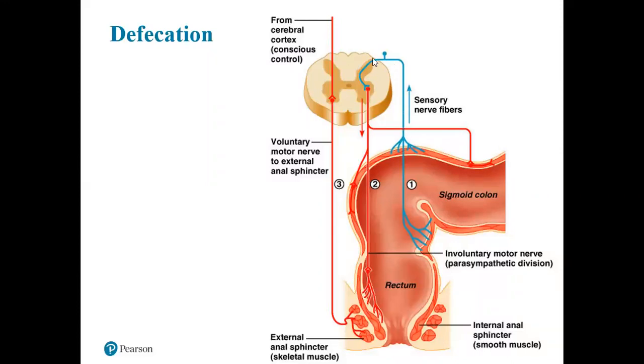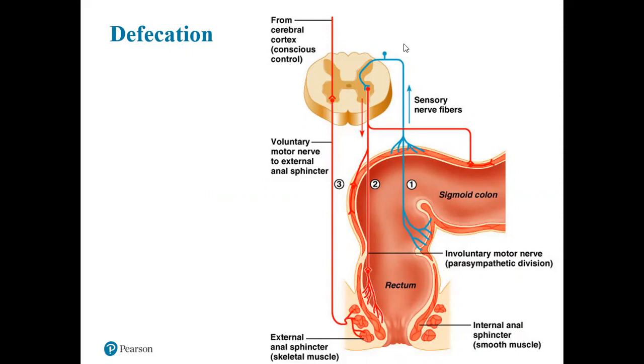But the sensory nerve fiber is going to also have a reflex pathway within the spinal cord, leading to involuntary relaxation of the internal sphincter. The external sphincter is under voluntary motor control. And so when this pathway also sends notification up to the brain, the brain will then send a signal down and say, okay, it's a good time to go to the bathroom, or no, we need to keep that sphincter closed.